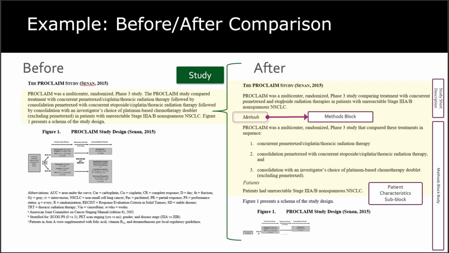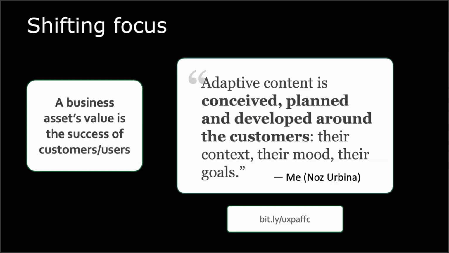And this is how you get those huge boosts in comprehension and people finding the actual answers that they want: by structuring the content and making the content consistent, regardless of channel, for any channel. So it's a shift in focus. We're moving to a business asset value kind of focus. We're looking at the success of customers and users, and we're turning our content into a business asset.